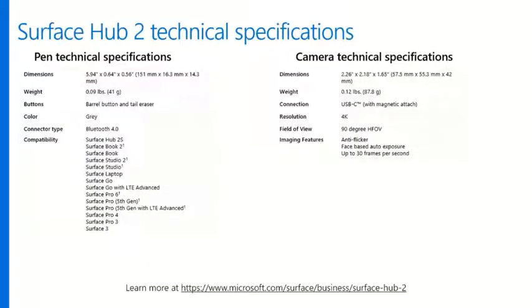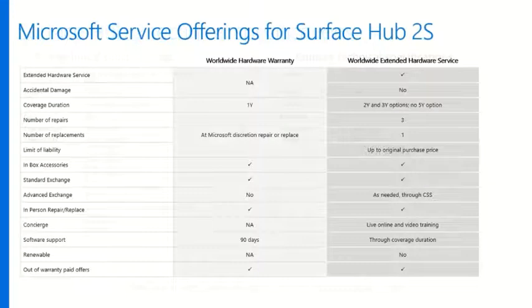And then finally, technical information around the camera: 4K camera, 90-degree field of view, and then these different 30 frames per second imaging features and anti-flicker capabilities that are available. And again, you can move that camera to 3 different locations around the device itself. And finally, we have a review of the service offerings for the Surface Hub 2S, from the standard worldwide hardware warranty to also the extended hardware service warranty that you get as an addition if customers pay for the extended warranty. So we want to thank you for taking part in this first module, and we hope that you enjoy the rest of the course.